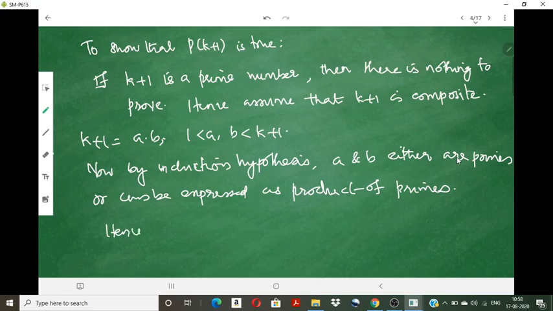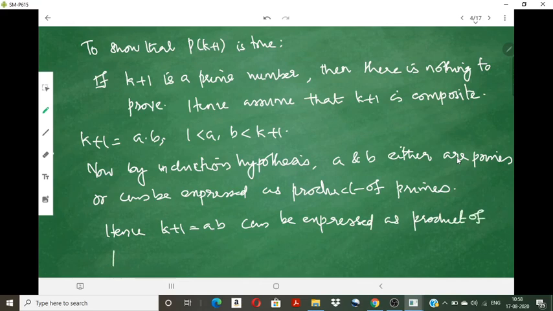Hence k plus 1 equal to a into b can be expressed as a product of primes. Thus P of k plus 1 is also true. Hence by strong induction, the result is true for all positive integers.